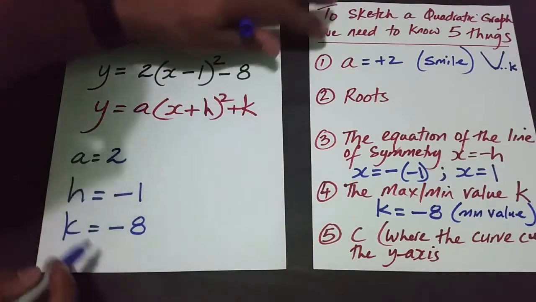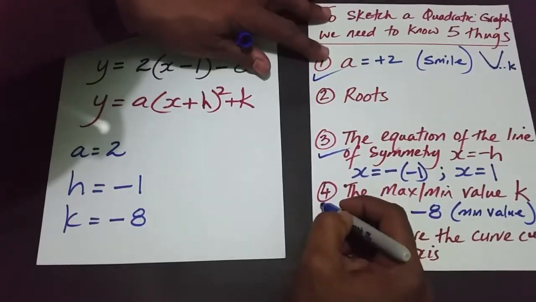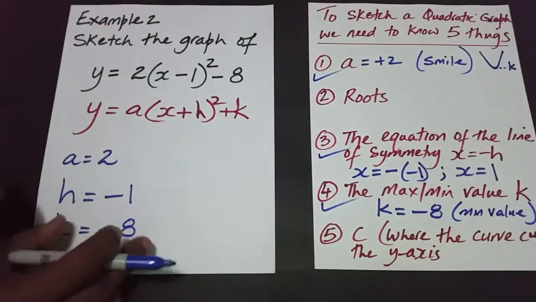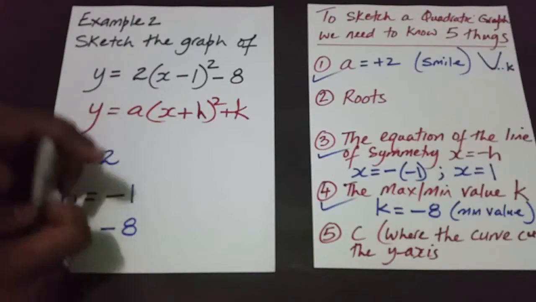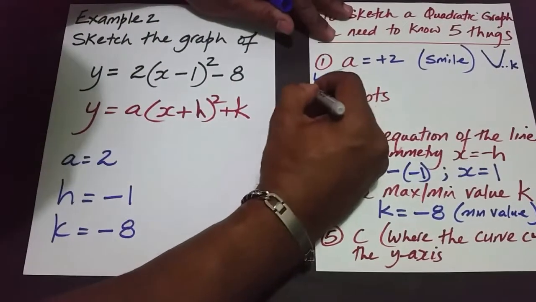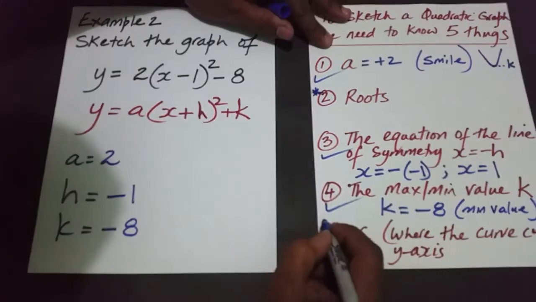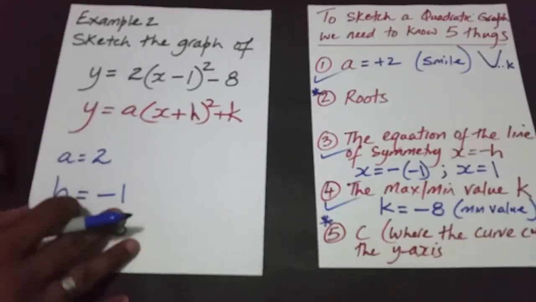So guess what? We know 1, 2, and 3 pieces of information from the completed square form right away. Now what we need to work at now to determine are the roots and also the value of c. So let's focus on trying to find the roots first.